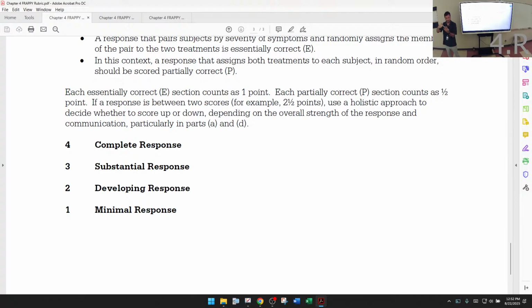Does this cat understand 75% of statistics or of this topic, or do they only understand 50% of it? Was it a small error, or a couple of small errors, or was it a pretty good size error? And then they also say, depending on the overall strength of the response, particularly in parts A and D. So A and D, they're really focusing on. If you get A and D solid, then they're probably going to bump you up because they're not as worried about B and C, because really that's not part of the sampling.